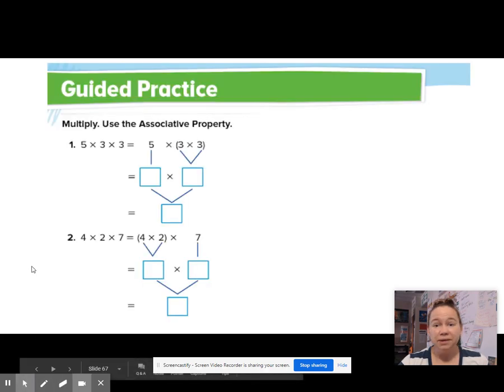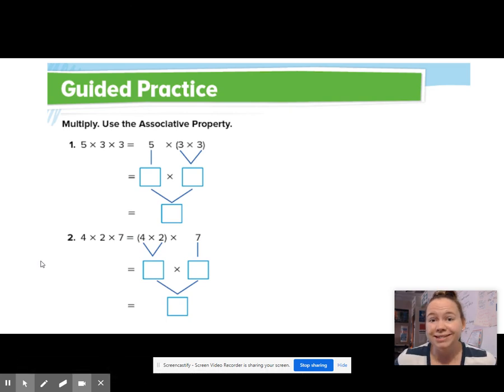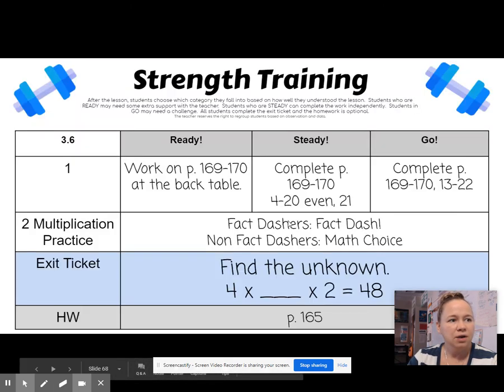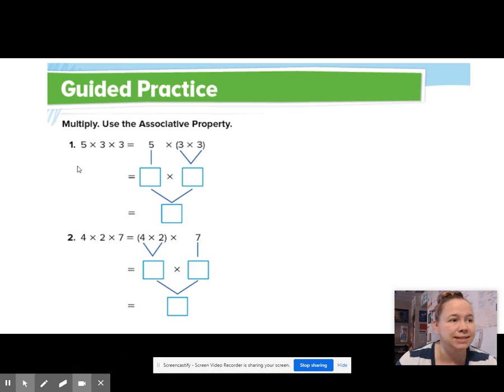Take out your math book. Go ahead and pause this video. We're going to be on page 169. Pause the video, get your math book, and come back. All right, here we go, math book. Actually, I said 169, but we're actually on page 168, where this guided practice problem is.